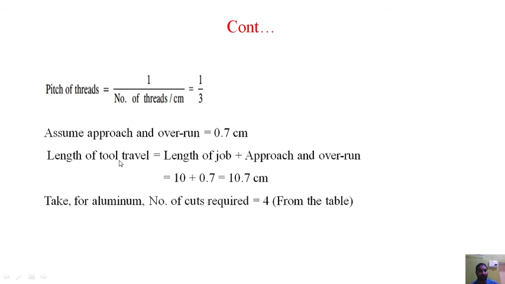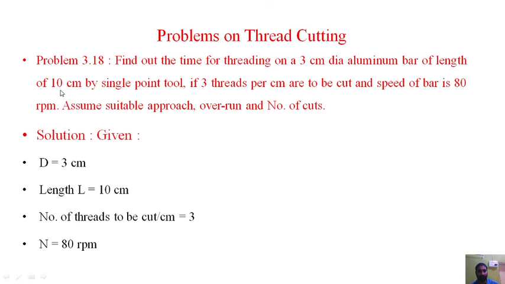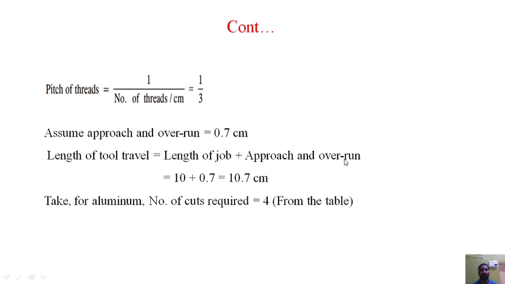So the length of the tool travel will be the length of the job plus approach and overrun. The length of the thread is 10 centimeter, so you have to cover 10 centimeter. This approach and overrun is required because in the threading operation the tool will start from some extra position before the beginning, and it will cover some extra length after finishing the threading operation. So that is approach and overrun. We are assuming it as 0.7 centimeter. So 10 is the actual length of the thread and 0.7 is allowance. So the total length to be covered by the tool is 10.7 centimeter.